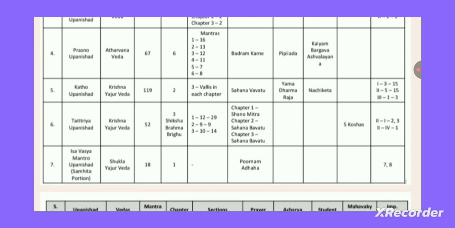Prarabdha Karma means, for example, in the past Janma, if you have done some wrong deeds, then you will see the result of Papa Karma in this Janma. At the same time, in the past Janma, if you have done some good deeds, then the result of Punya Karma you will experience in this life. So that is nothing but Prarabdha Karma.